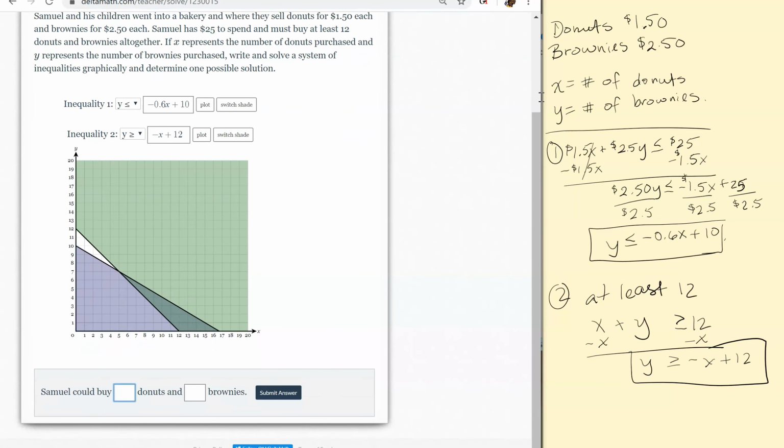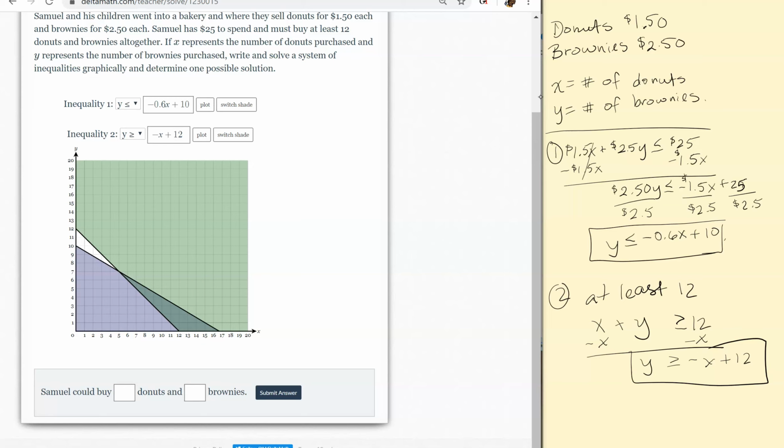Remember, your x represents the donuts and your y represents the brownies. Your solution is where the purple and the green meet, this region right here where it's darker. Not the white, not the purple, not the green, but the one that has a darker shade is where your solution would be. You can pick any point inside this region, and because it is a solid line, points on the lines are also included.